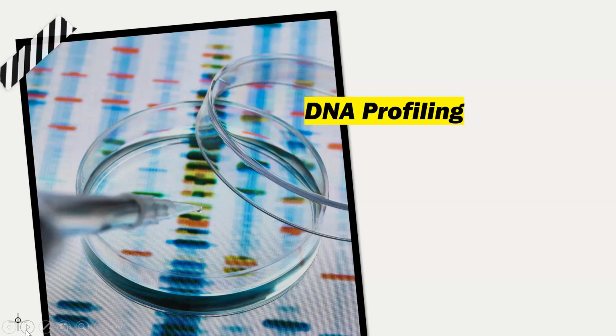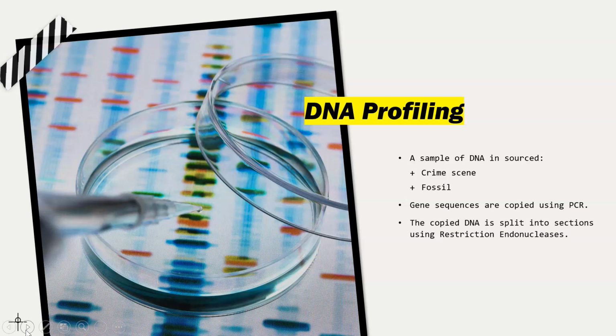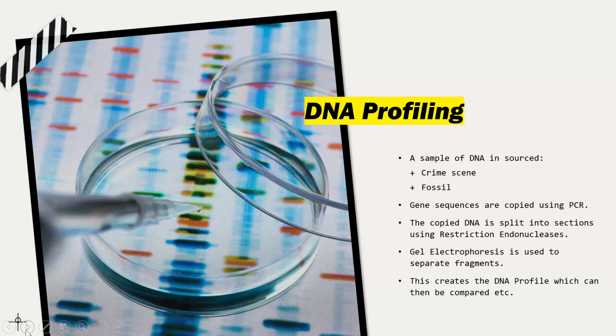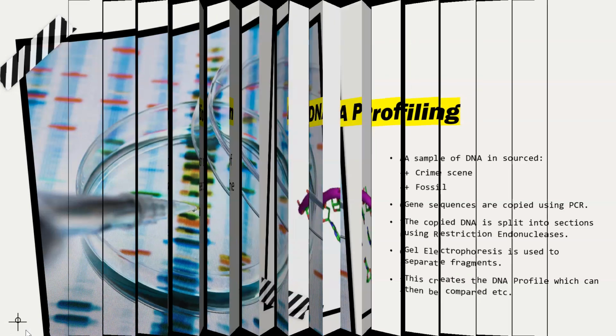Okay, so we've looked at gel electrophoresis, we've looked at PCR. Now let's just have a brief look at DNA profiling. So we've got our sample of DNA that's been sourced. It could have come from a crime scene, a fossil. What we now need to do is copy the gene sequences using PCR. So the copied DNA is split into sections using what we call restriction endonuclease, and we'll have a further look at those shortly. Gel electrophoresis is then used to separate out the fragments, and this gives us what we call our DNA profile, which can then be compared to other DNA profiles.